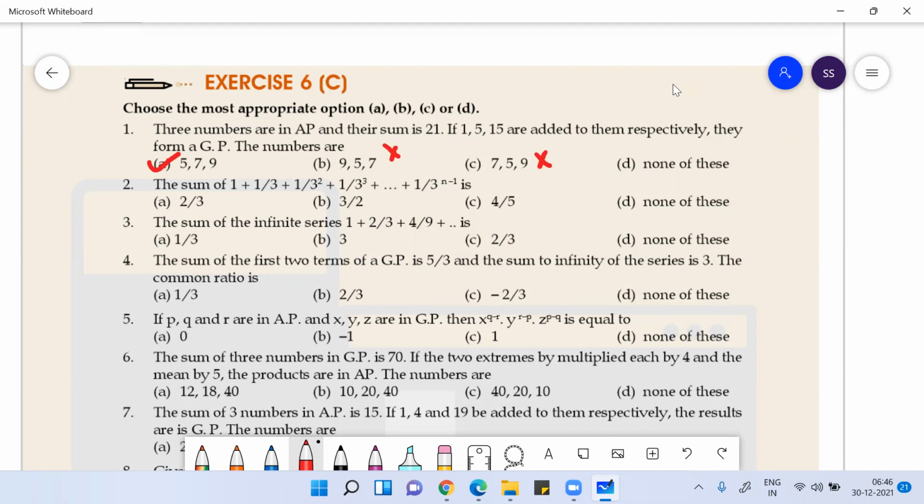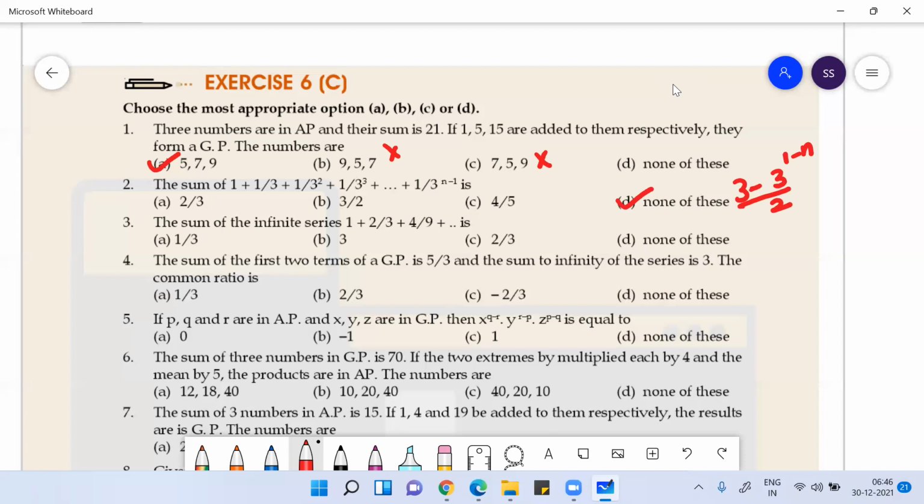Second one, if you solve this by following the sum of n terms in GP, you will get the answer for the second one as 3 minus 3 to the power 1 minus n by 2. The answer for the second one is none of these.